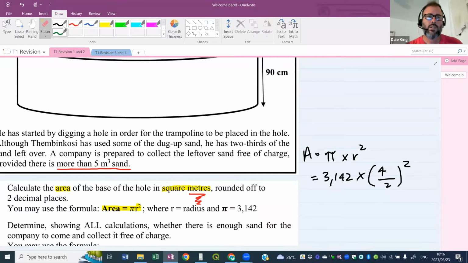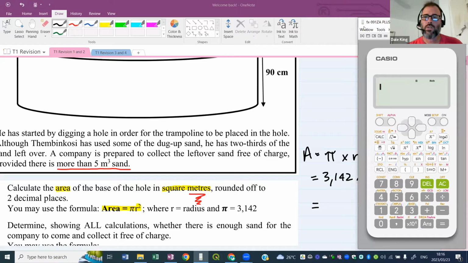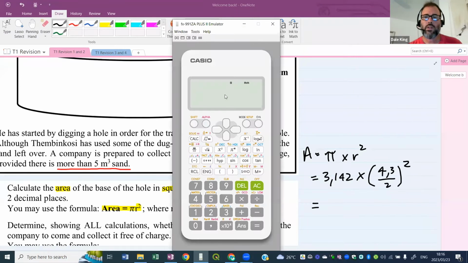All right. And then we can reach for our calculator to do all the work for us. All right, so our formula is ready. We can go into our formula with this. I'm going to move this calculator over a bit so we can see the calculation. So 3.142, and I need to multiply this by, I'm going to put everything in. All right, 4.3 divided by 2, and then this needs to be squared.